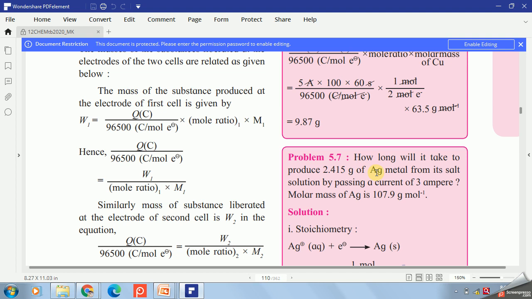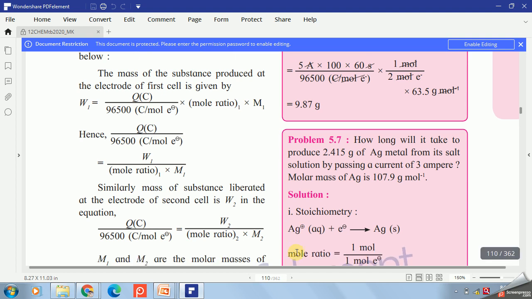So silver is the metal. You have to remember a few elements and their correct charges when they donate or accept electrons. Silver is monopositive, so Ag+ aqueous plus 1 electron gives Ag solid. Remember that you have to write all the reactions in reduction form. Here, to produce 1 mole of silver in solid state, 1 mole of electron will be required because Ag is 1 plus. So you must write the correct reaction.